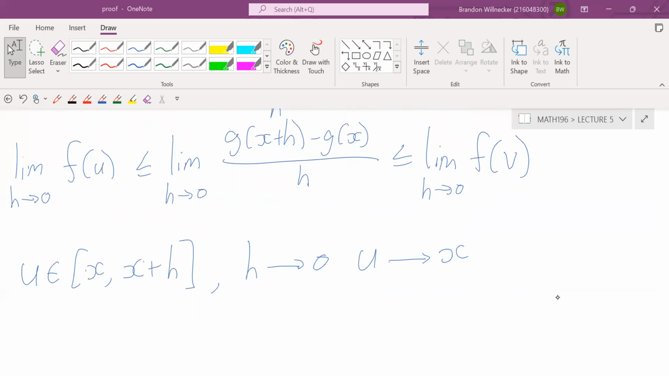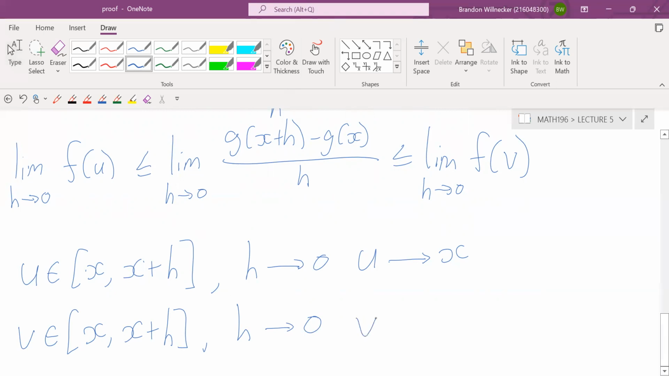Same thing with v. So v is an element of x, comma, x plus h. But again, if we take h going to 0, then this interval is going to get smaller and smaller around x until in the limit, the interval is going to have one value being x, and that's the only value that v can take. So v also goes to x. Okay, so that's looking at this term and looking at this term.